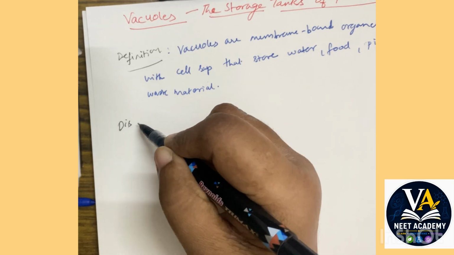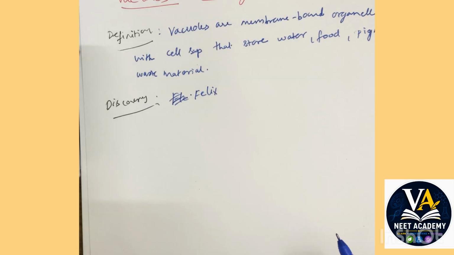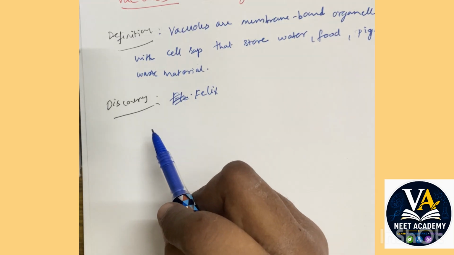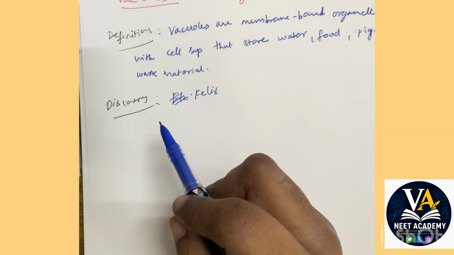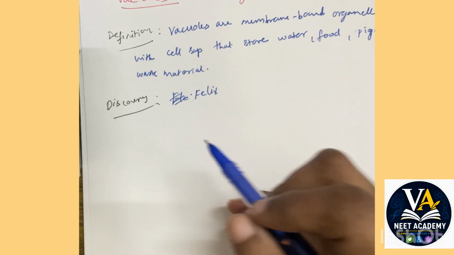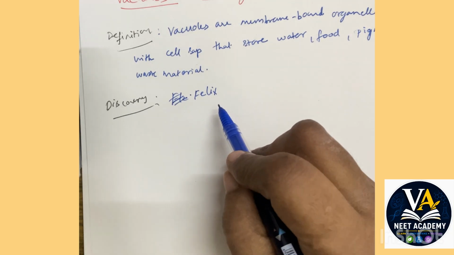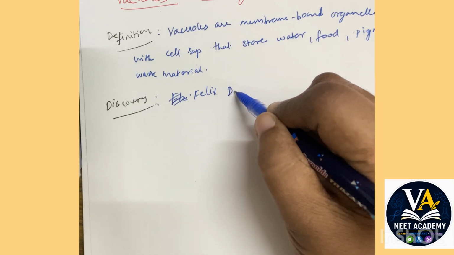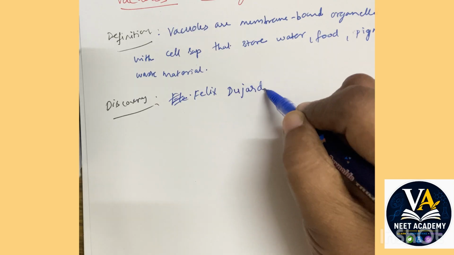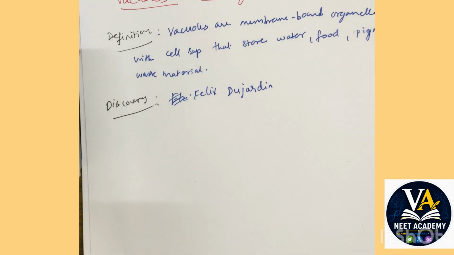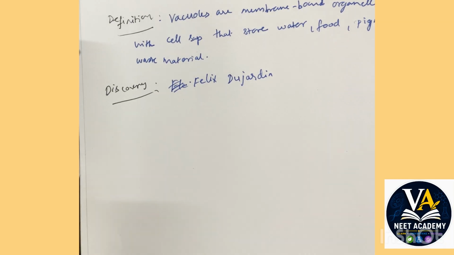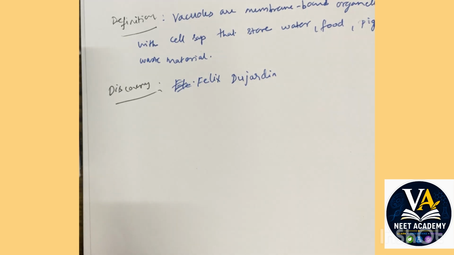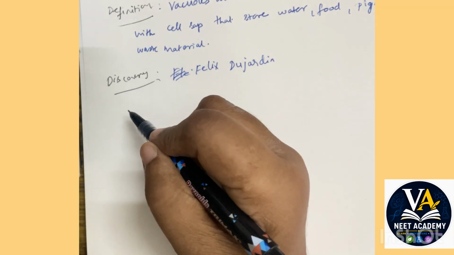Now let's talk about the discoverer. It is not very important when we relate to the NEET syllabus, but still you should know it was discovered by a scientist called Felix Dujardin. Felix Dujardin is a French scientist. He was the person who coined the term vacuoles. He didn't discover, he coined the term vacuoles.